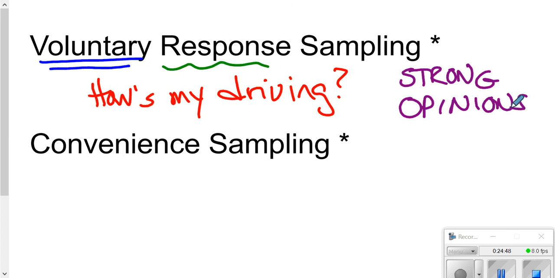So it's convenient in that they can be in a nice warm place, not exposed to the weather, not having to make a ton of phone calls, and they can still try to get a lot of data. So convenience sampling is called that because it's convenient for the person who's trying to ask questions. However, what's the problem?